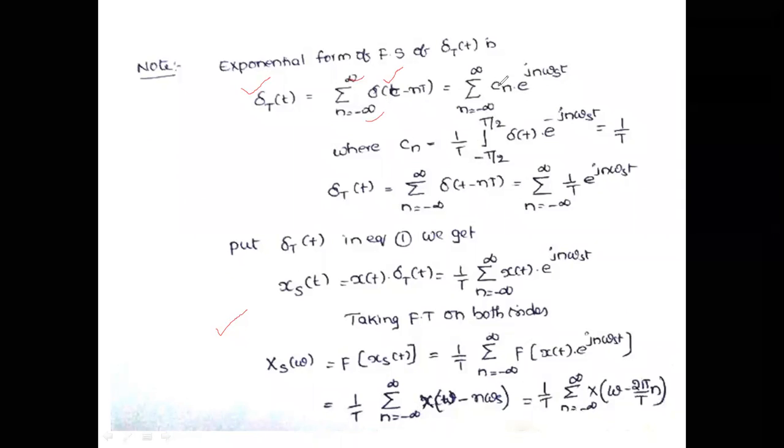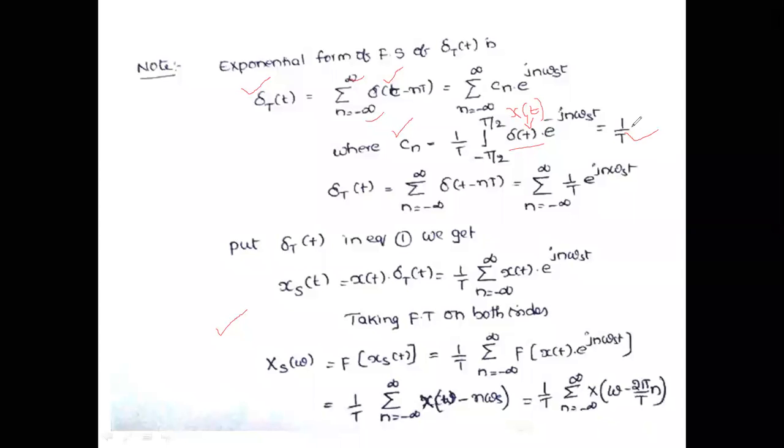Now, I want to find out the Cn value, where Cn is equal to 1 by T times the integral from minus T by 2 to plus T by 2 of x of t into e power minus j n omega s t. Now, what is x of t? Here, x of t is an impulse signal. So, whenever you substitute x of t equal to delta of t, you need not find the integration from minus T by 2 to plus T by 2. Why? Because delta of t has value only at t equal to 0, and for the remaining values of time that signal is not defined. So, that is why Cn has been approximated to 1 by T.